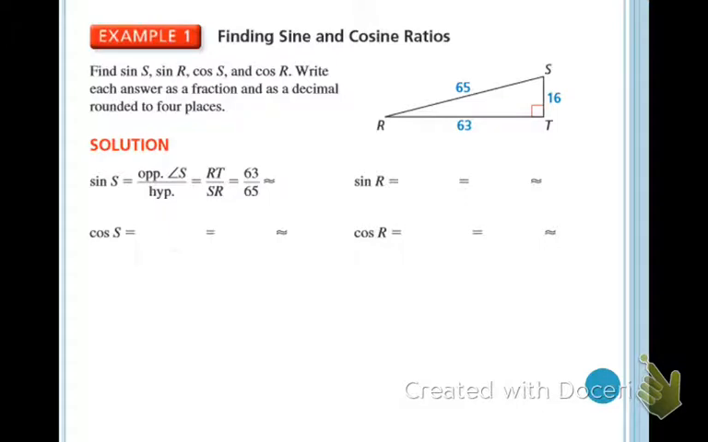Okay, but we're rounding to 4. 0.9692, so you should circle that. Make sure you read the directions on rounding.